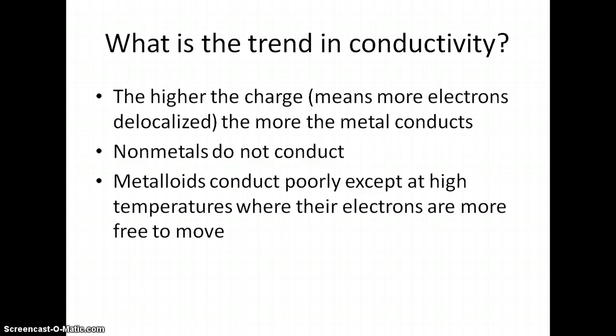Remember, nonmetals do not conduct electricity because they gain extra electrons. And usually metalloids conduct very poorly except at high temperatures where their electrons become more free to move.